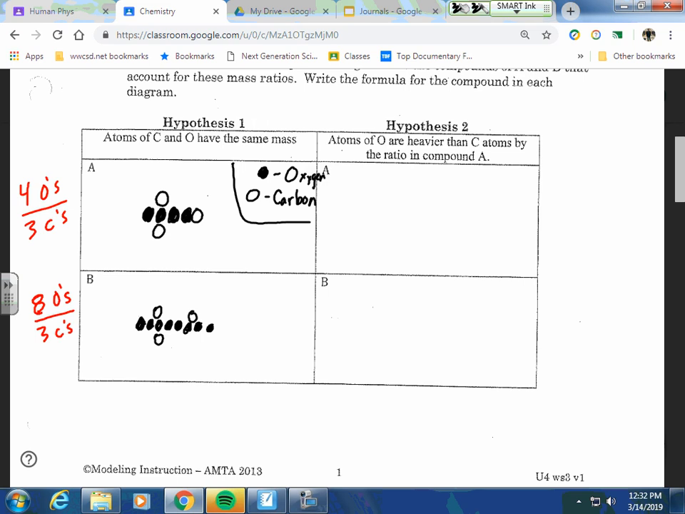All right, now what we can say in the second one is what if atoms of oxygen are heavier than carbon atoms by the ratio in compound A?